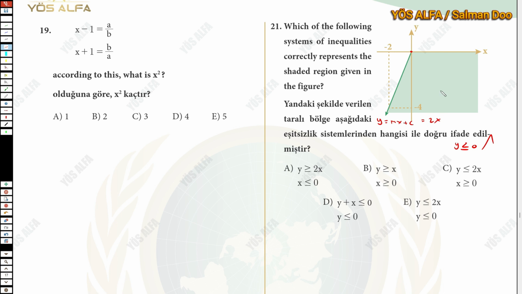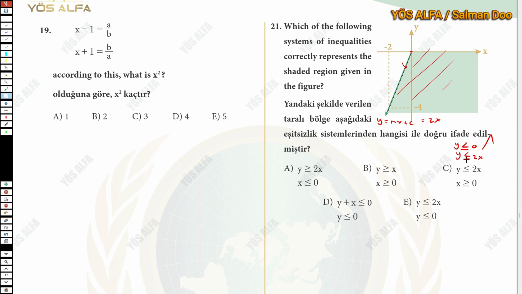Y is equal to 2x. Since the shaded region is below this line, it is less than 2x. So y is less than 2x. And the equal sign is, again, it's there because we don't have a dash line here, something like this. If we have something like this, that means this line is not included.